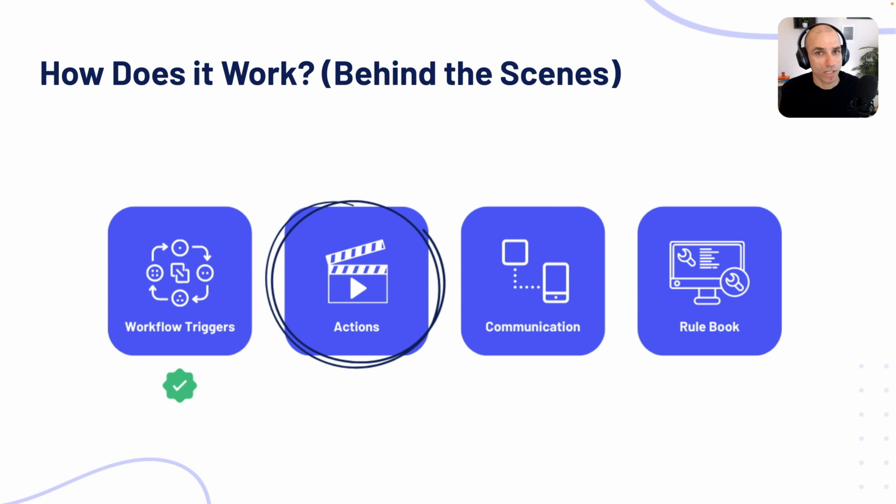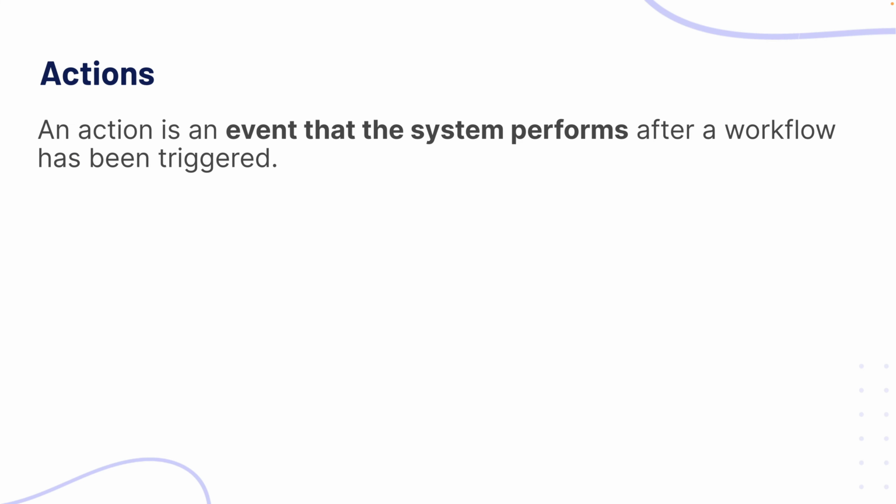All right, so now that we understand what workflow triggers are, let's talk about the second thing that we need for automation to take place. And honestly, triggers and actions are the biggest components that make this possible. Without actions, there is no automation. So as always, let's start with the formal definition. An action is an event that the system performs after a workflow has been triggered. So this is a response. This is the computer's response to the trigger. Some kind of task that the computer or the system performs after a workflow has been triggered. That is called an action.